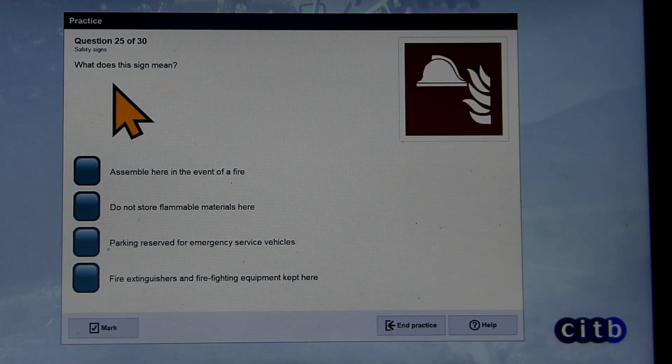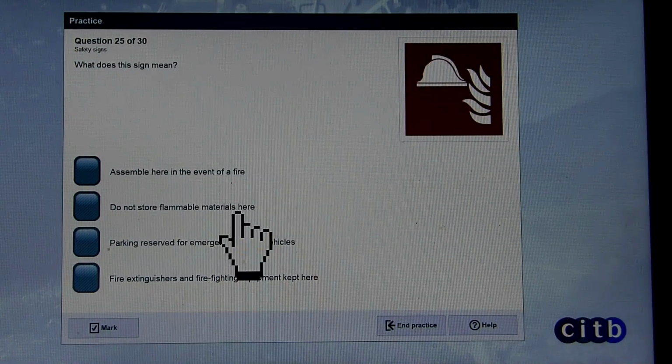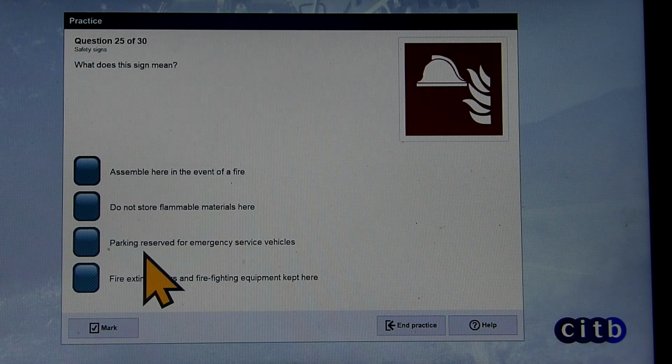Okay, what does this sign mean? Assemble here in the event of a fire? Do not store flammable materials here? Parking reserved for emergency service vehicles? Fire extinguishers and firefighting equipment kept here.